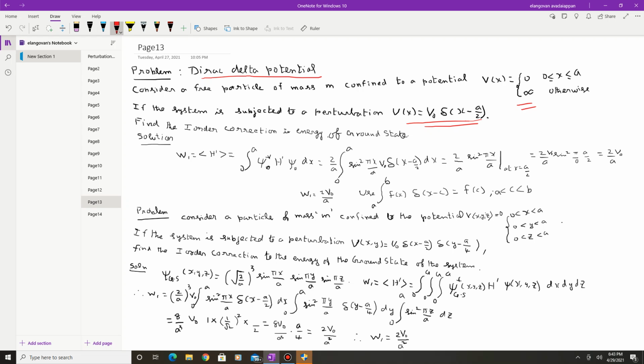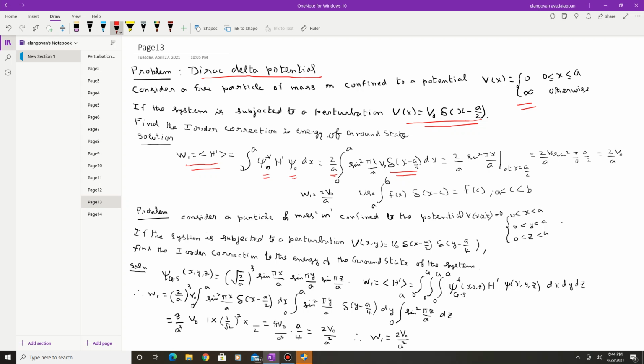Now the solution: the first order correction is the expectation value of H prime, which is the integral of psi star H1 psi 0. This is for the ground state, so we are using psi 0 star, and the limits are from 0 to a. The limits of the perturbation are 0 to a. Now psi 0 for the infinite potential well is square root of 2 by a times sin(pi x by a). So you substitute psi 0 star and psi 0. The constant term is taken outside, the remaining value is sin square(pi x by a), and the perturbation is this way. You may take V0 also outside.